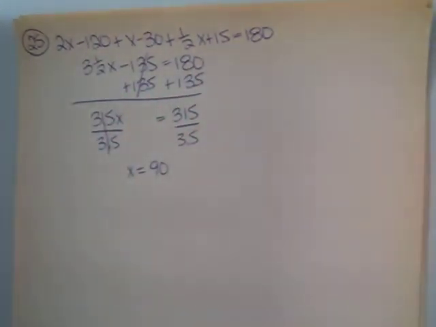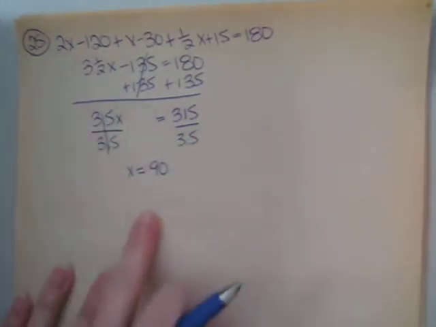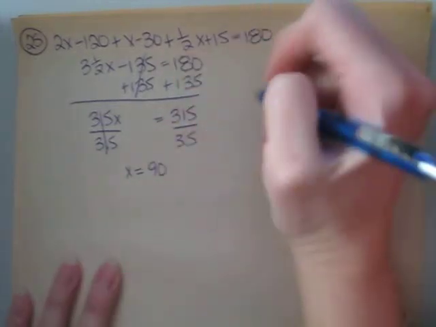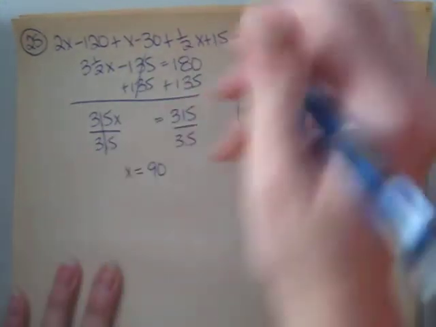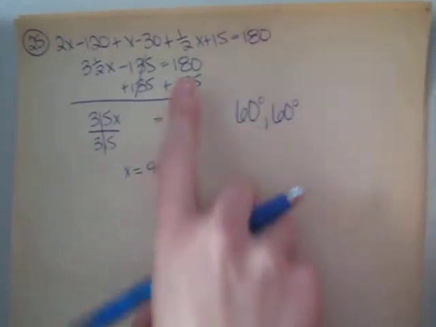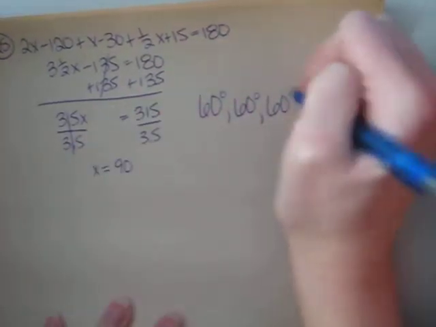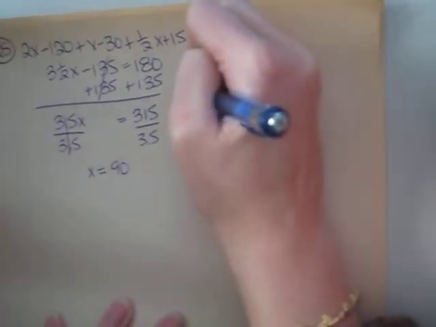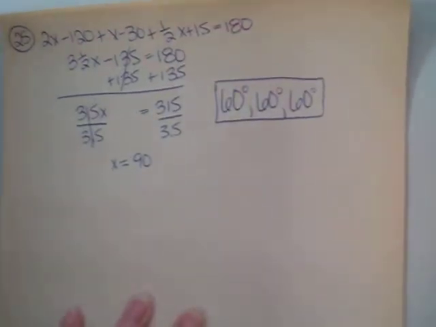Now that's not what the question's asking for. The question's not asking us to solve for x. The question's asking us to solve for the angle measurements. So I take the value of 90 and I plug it into each angle. 2x minus 120: 2 times 90 is 180 minus 120 is 60 degrees. x minus 30: 90 minus 30 is another 60 degrees. 1/2 x plus 15: 1/2 of 90 is 45 plus 15, another 60 degrees. So each of the three angles in this triangle equals 60 degrees. And you can see that as your answer on slide 11.